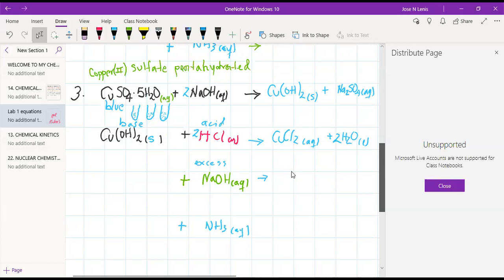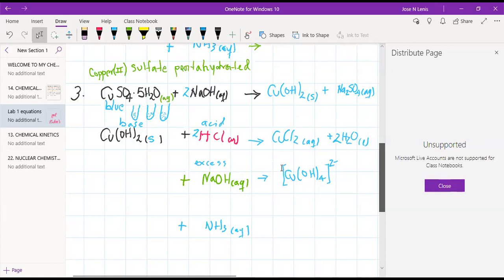Which is copper, OH, 4. And what is the charge of this? This is 2 plus. This is 4 minus. So we have 2 minus here, -2. And you can balance this with the spectator ions here.